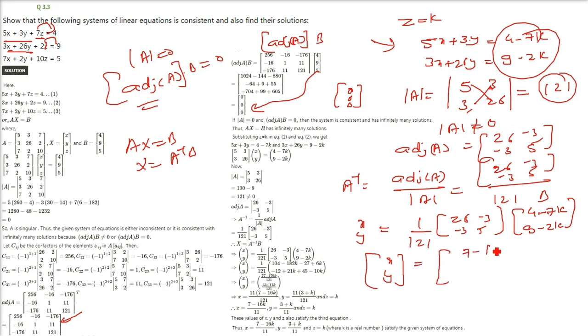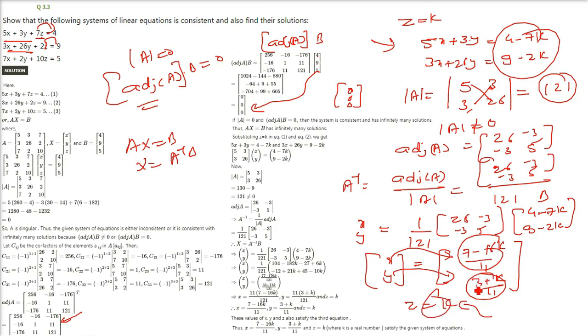So you get x as (7 - 16k) by 11 here. y will come as (3 + k) divided by 11. That means x and y are in terms of k. z is already k. So this will give you infinitely many solutions, because for k you can give any value of your choice. And the best way to show the examiner is to take these three values, put them in 7x + 2y + 10z = 5 and show that these values satisfy this equation.